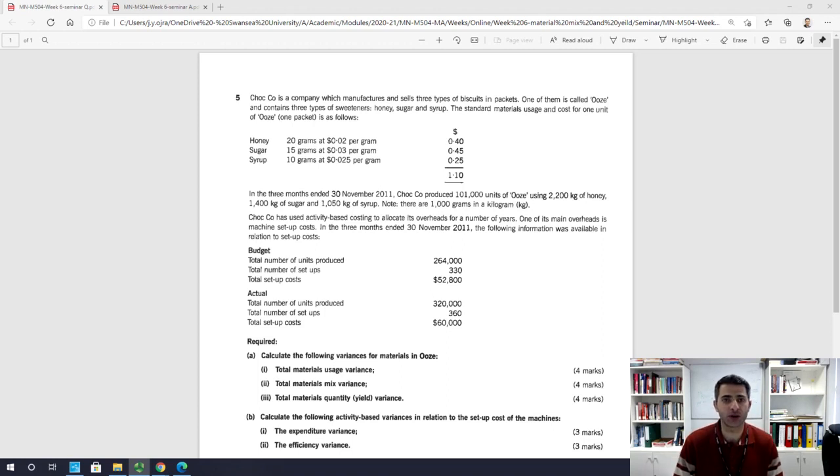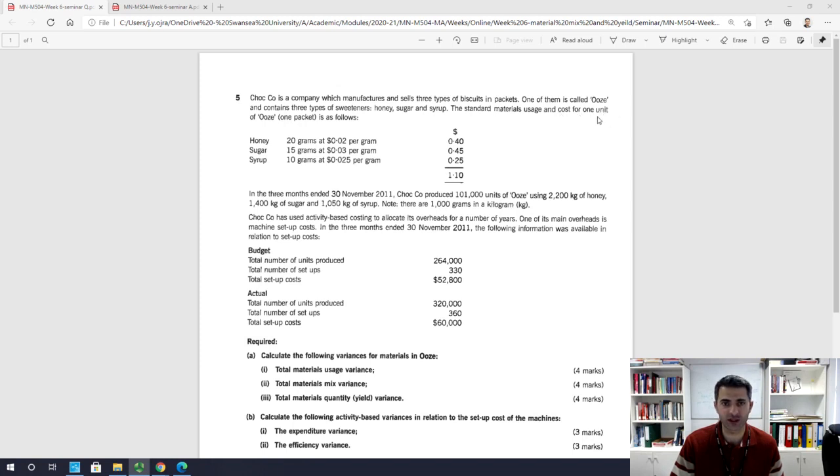It's Choco. This company produces and sells three types of biscuits, as you see, and one of the products is called Ozy. This product contains three types of ingredients: honey, sugar, and syrup, and it gives you the standard information for 1 unit.